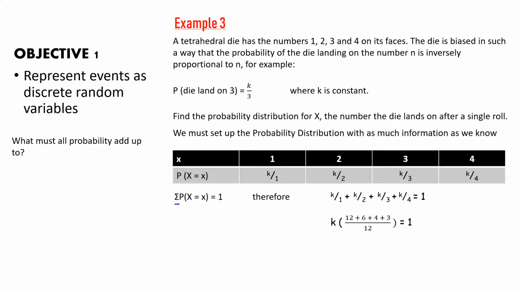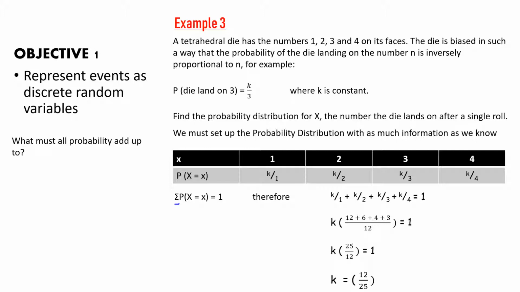So 1, top and bottom multiplied by 12, 2 multiply top and bottom by 6, 3 by 4, and 4 by 3. You will get that 25 over 12 times k is equal to 1. Now if you multiply by the 12 and divide by the 25, or rearrange that, so multiply by the bottom number, divide by the top, you will get that k is equal to 12 over 25.